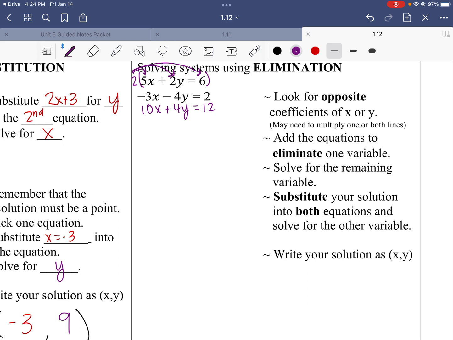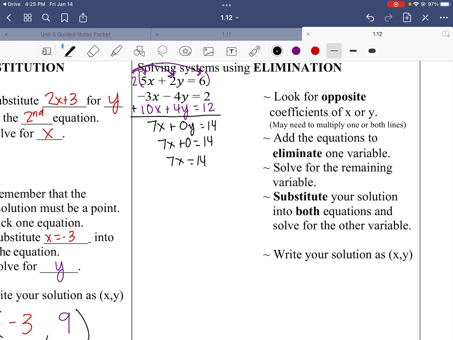Now, again, you're going to double check. Do you now have matching coefficients with opposite signs? You do. So we can go ahead and add these together now. Add the equations. Negative 3x plus 10x would give you 7x. Negative 4y plus 4y would give you 0y. And 2 plus 12 would give you 14. Now remember, 0y, it does not matter what y is, it's going to be 0. 0 times anything is 0, so that would really just be 7x plus 0 equals 14, or you could just say 7x equals 14.